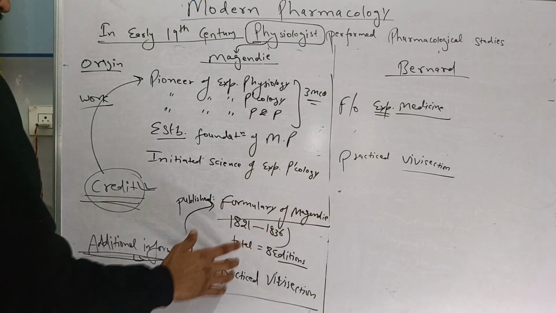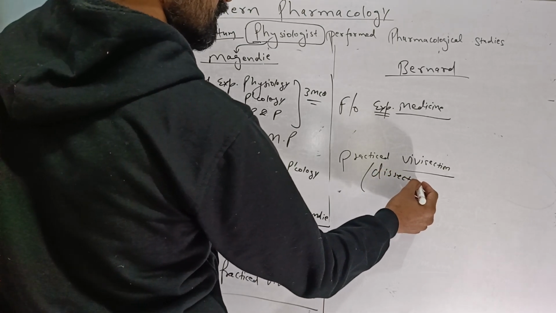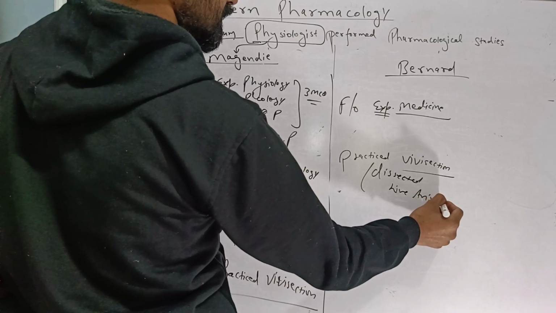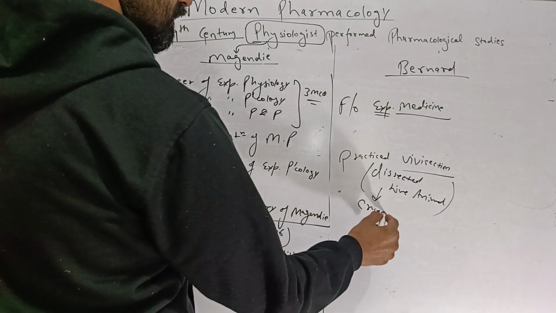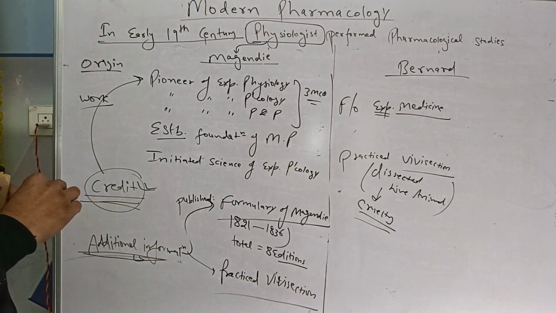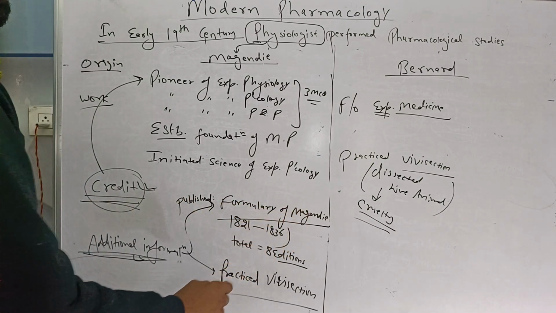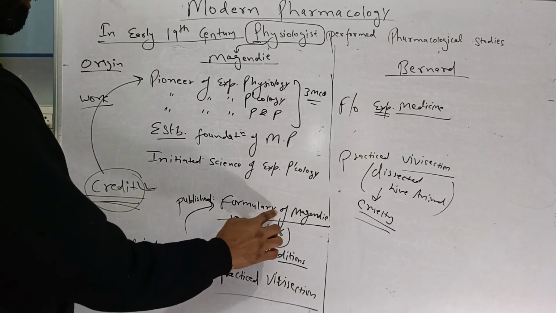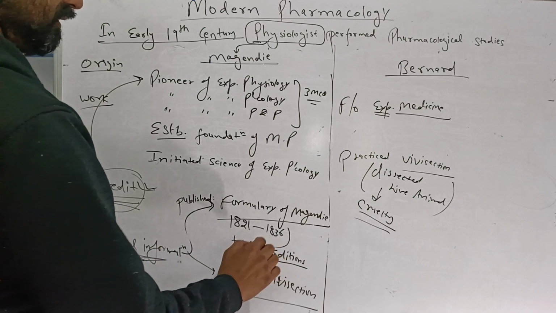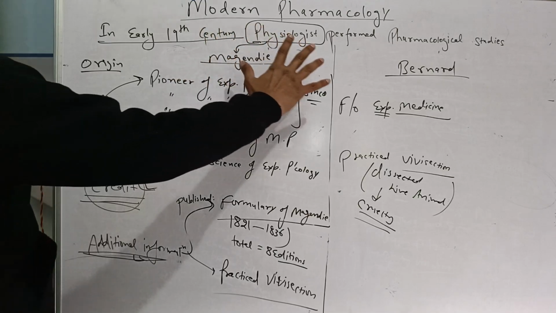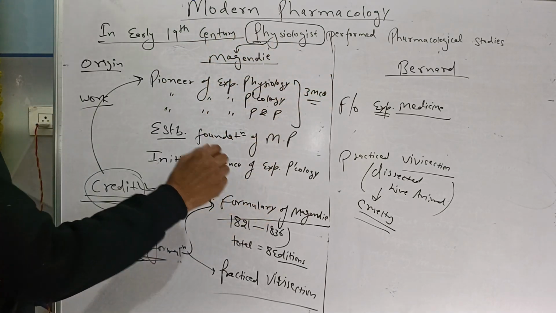What is common in these two is that both practiced vivisection, that is, they dissected live animals without giving them any kind of anesthesia. That was a kind of animal cruelty which was opposed by some society people. And additional information about Magendie: he published a formulary known as the Formulary of Magendie, in total 8 editions from 1821 to 1836. So this is all about Magendie and Bernard, the early 19th century physiologists who performed pharmacological studies.